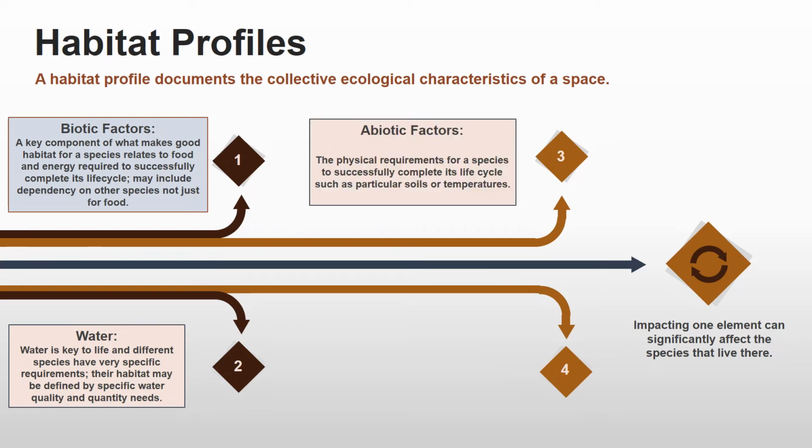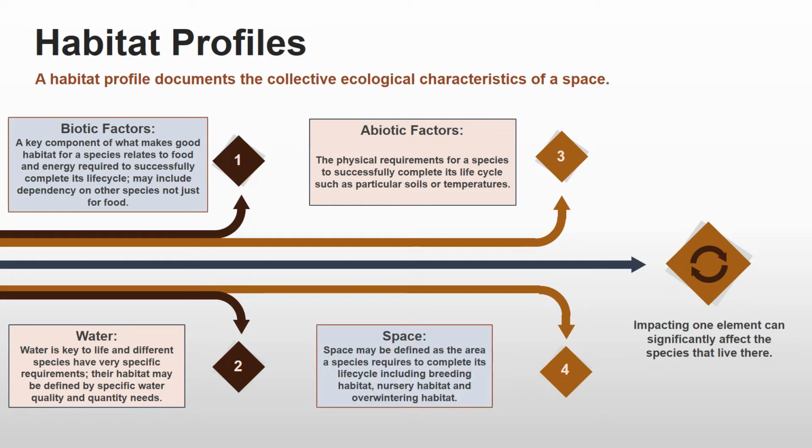Abiotic factors. The physical requirements for a species to successfully complete its life cycle, such as particular soils or temperatures. Space. Space may be defined as the area a species requires to complete its life cycle, including breeding habitat, nursery habitat, and overwintering habitat. Everything is connected and depends on each other. Impacting one element can significantly affect the species that live there.